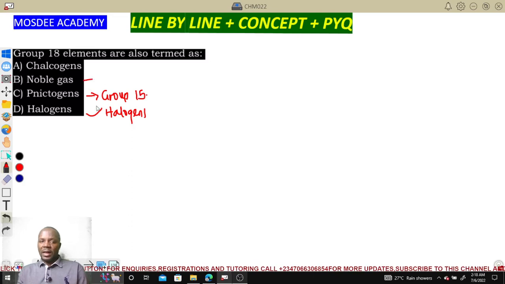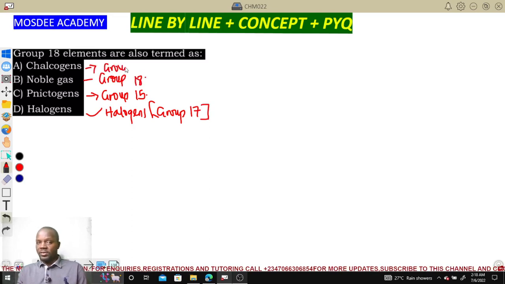Noble gases. I said halogens are group 18. Don't mind me, this is our group 17 we talked about yesterday. Group 17, apologies. The noble gases are group 18, which is the answer to our question. And the chalcogens are group 16. We talked about all these yesterday too. So the answer to this question is this.